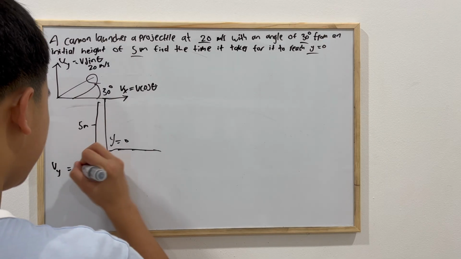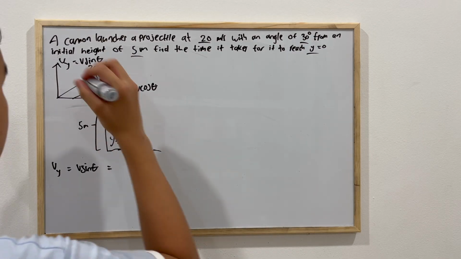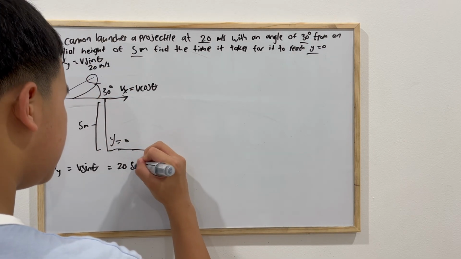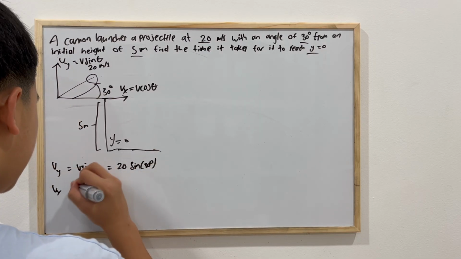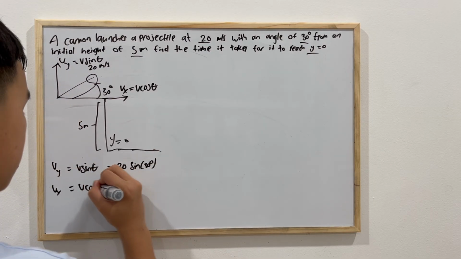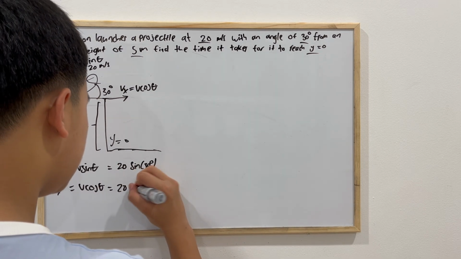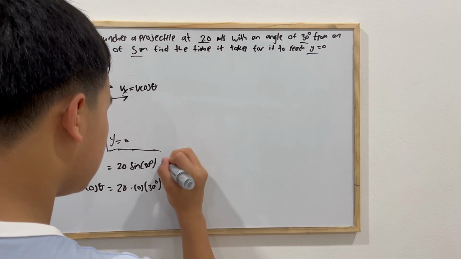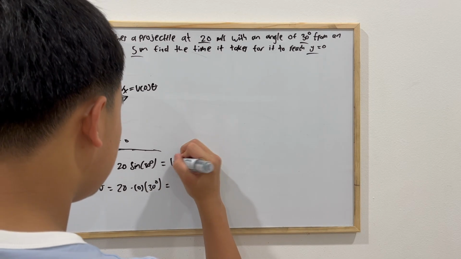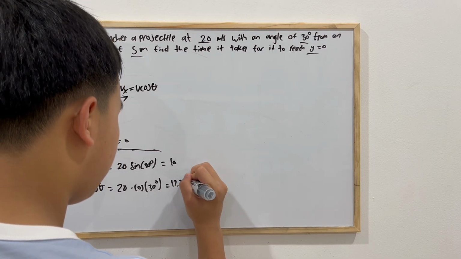So Vy equals V sine theta, which is just going to be 20 times sine 30 degrees, and Vx equals V cos theta, which means that is 20 times cos 30. So let's work out these values. So this is going to be 10. This is going to be 17.32.